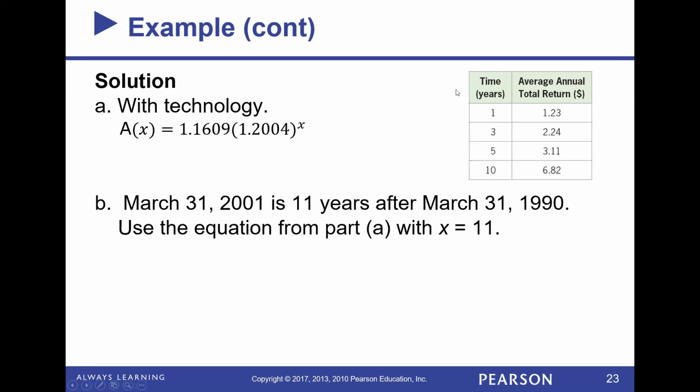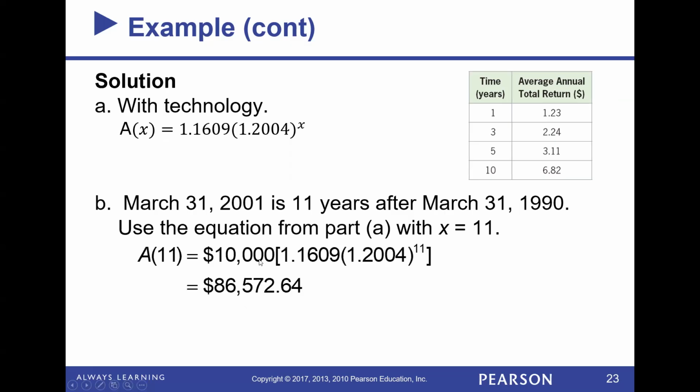Now again, this allowed us to create this model with our technology. This was for $1 being invested, but now I'm going to change it to $10,000. So I'm literally going to take this formula, plug in 11 for my years, and take all of this and multiply by 10,000. If I do that, I should have about $86,572.62.